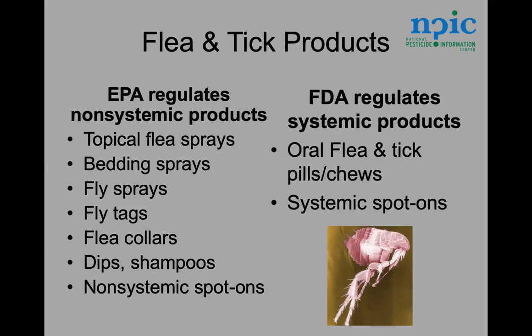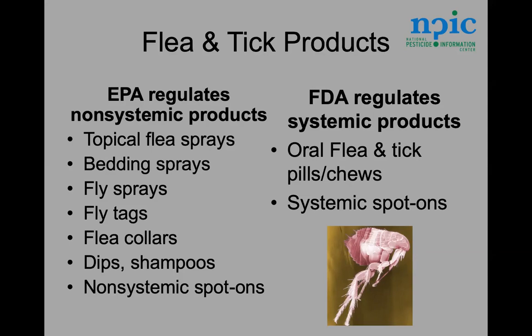Now for the FDA side of things, any oral flea and tick pills or chews, any spot-on products that go on the skin but are designed to be absorbed into the bloodstream and then distributed throughout the body, all of those systemic products, those are regulated as drugs by the FDA. And that can be important because the labels are going to look slightly different, and where you go to find more information is going to be slightly different.